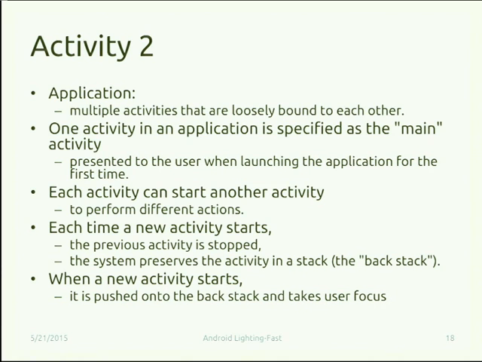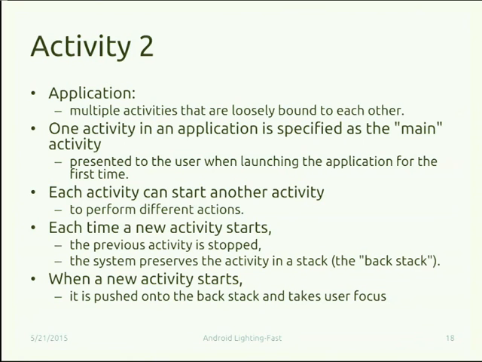To start the application, we define what is called the main activity, which is the first activity to be run when the user touches the application icon. So when we touch the application icon, the main activity gets started. And the main activity is defined in the so-called application manifest that we are going to see in a few minutes.